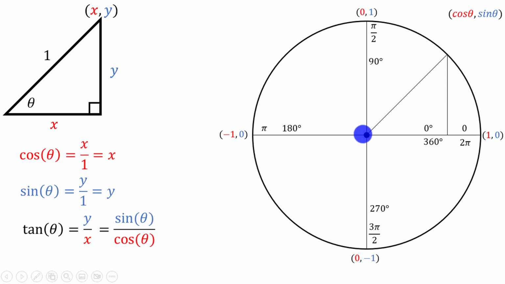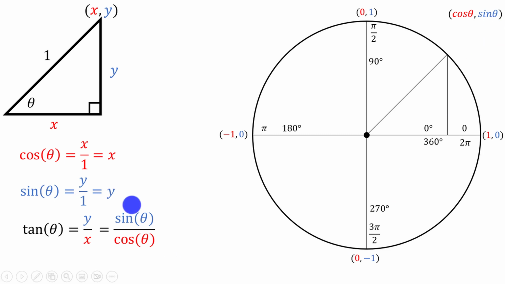If we draw some arbitrary radius out to some point on the circle, we can find the x and y coordinates of that point by drawing a triangle and figuring out the trigonometric ratios. We found that cosine of theta gives us the x-coordinate and sine of theta gives us the y-coordinate.